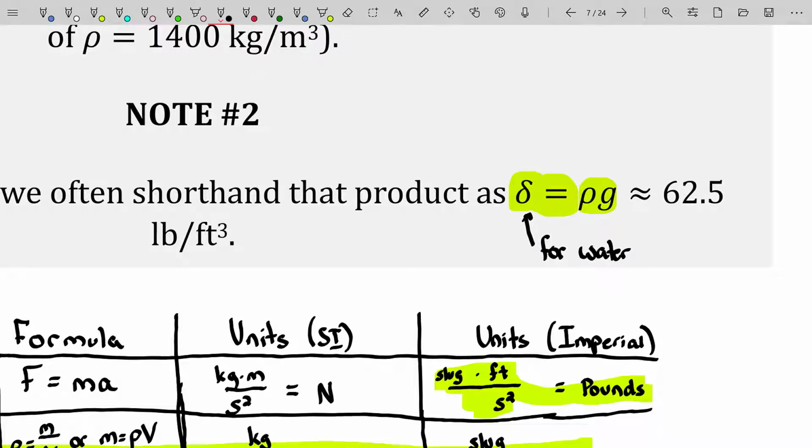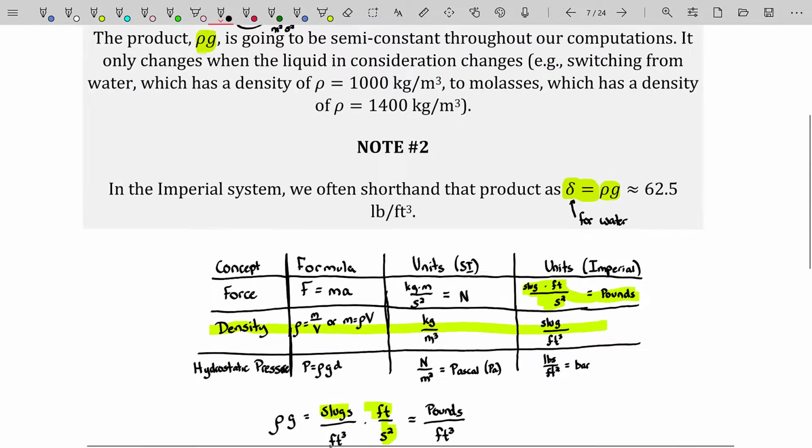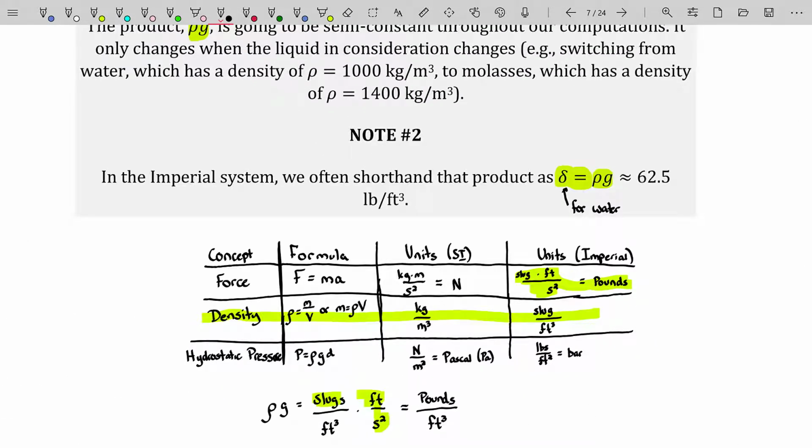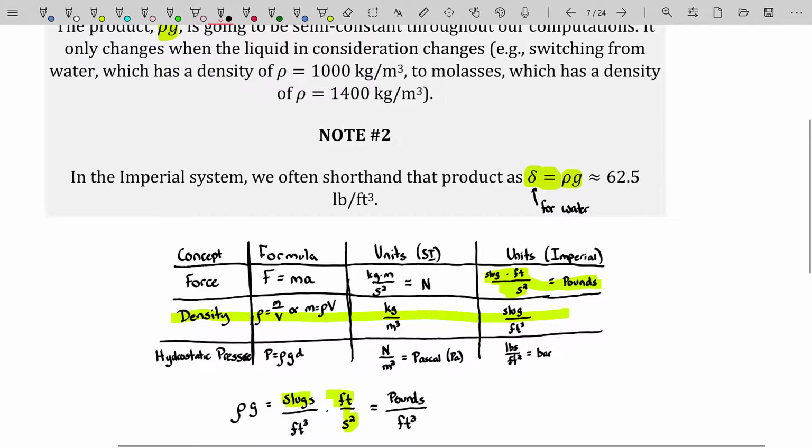If we change the fluid to something more dense like molasses, then that 62 is going to change as well, because the density of molasses is 1,400 kilograms per cubic meter, and we'd have to find the corresponding density in slugs per cubic foot. Anyhow, as you move forward, you don't know it now, but a lot of your formulas are going to involve rho, g, and something else. My advice to you is when somebody tells you, oh, the density, if you're working in the US system, they're going to say, oh, the density of this fluid is so many pounds per cubic foot.